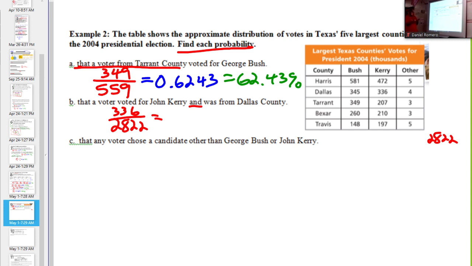326 divided by 2 is 163. 2822 divided by 2 is 1411. Divided by 2822, that gives me 0.1191.